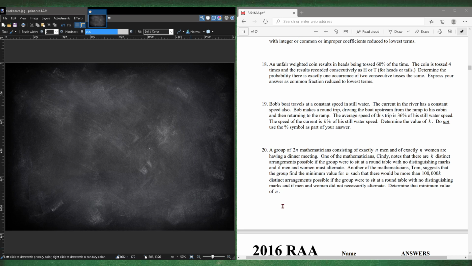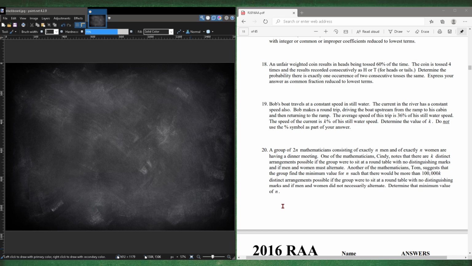Number 20. A group of 2n mathematicians consisting of exactly n men and exactly n women are having a dinner meeting. One of the mathematicians, Cindy, notes that there are k distinct arrangements possible if they were to sit at a round table and men and women must alternate.